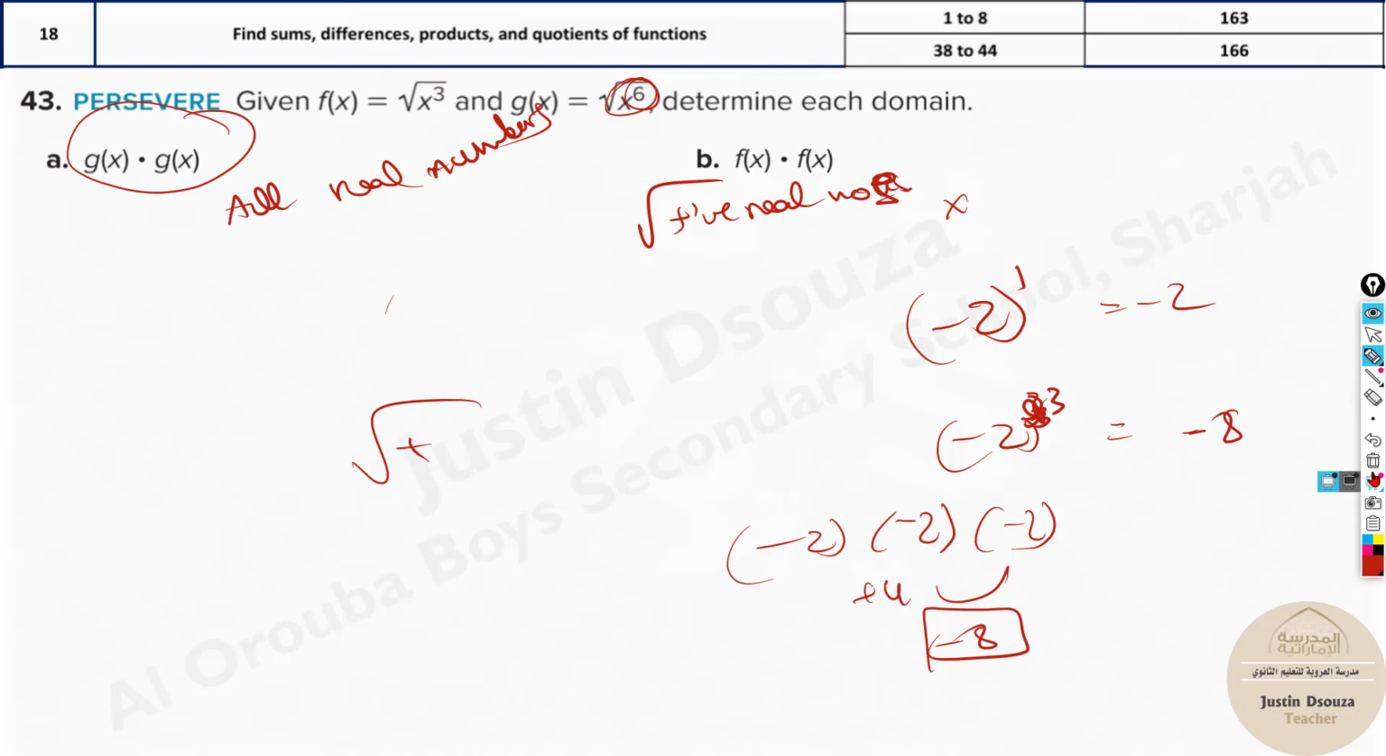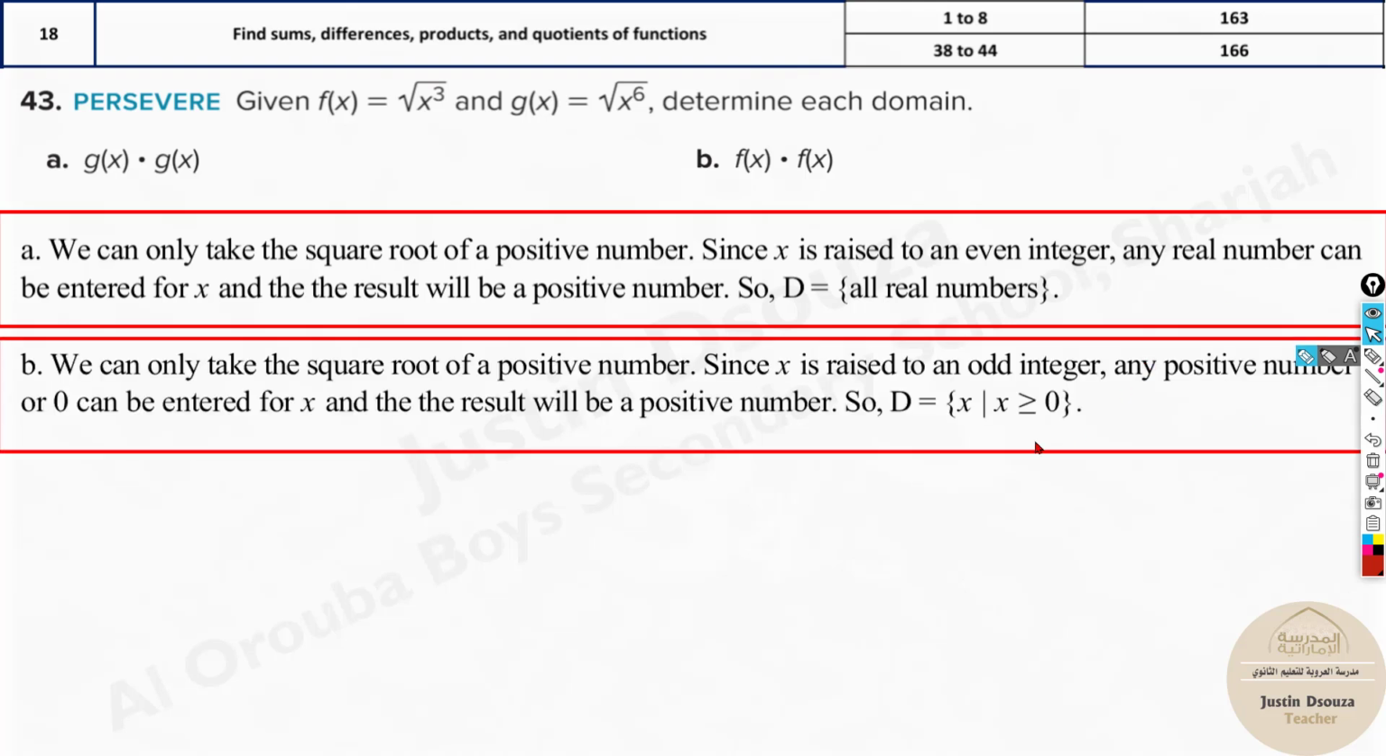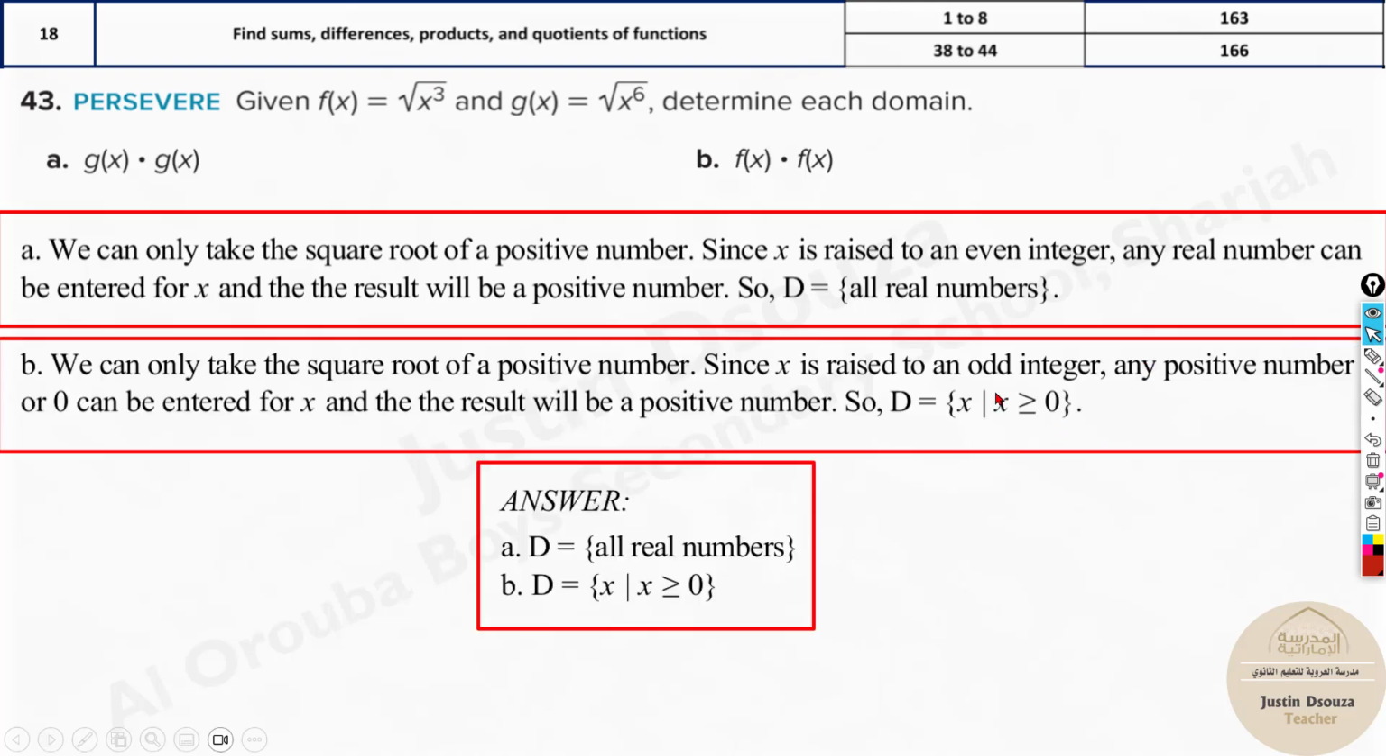So these are the answers. For the first one, all real numbers are the domain, and for the next one it is only, sorry, only positive numbers. See, all real numbers means minus infinity to infinity. Positive numbers means anything greater than zero till positive infinity. That's the answer.